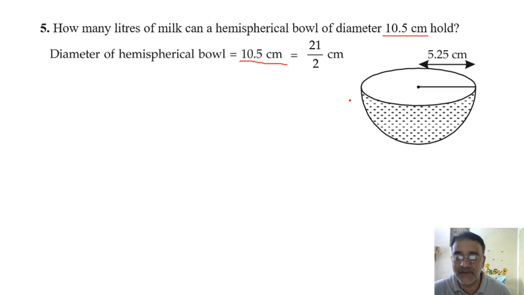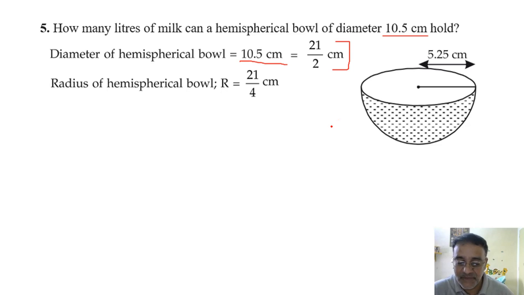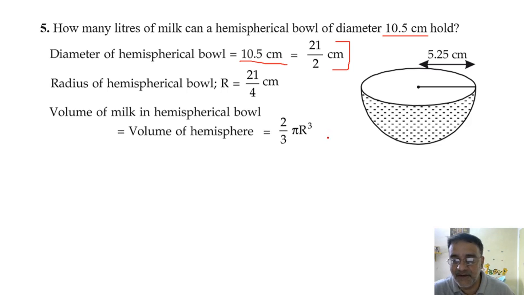21 by 2. Very good. So what will be the radius then? 21 by 4. Very good. 21 by 4. Now the volume of milk in the hemispherical bowl is equal to the volume of the hemisphere. And what is the volume of a hemisphere? 2 by 3 pi r cube. Right, very good. Now we'll substitute the value of r and pi.